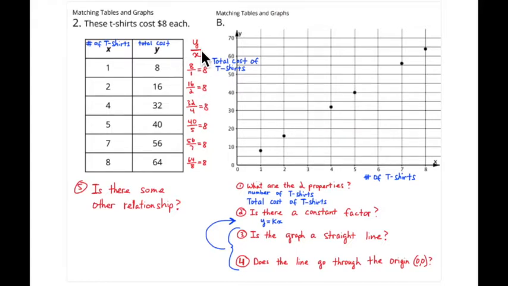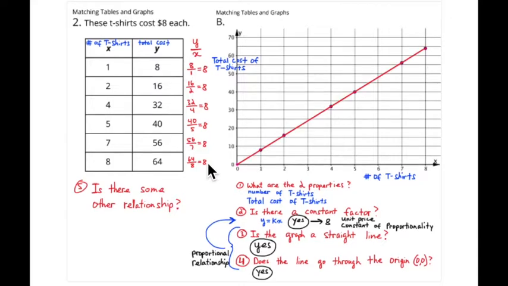So if I divide y by x, is there a constant factor that I can use to go from the x value to the y value? And there is. It is 8. 8 divided by 1 is 8, 16 divided by 2, and so on down the columns. You're going to get a constant factor of 8. That is the constant of proportionality. So 8 is the constant of proportionality. It's also called the unit price. It's $8 per t-shirt, and they actually give that to you in the beginning of the problem.